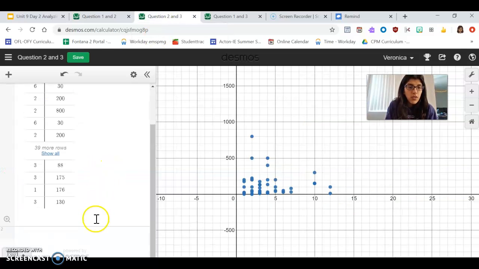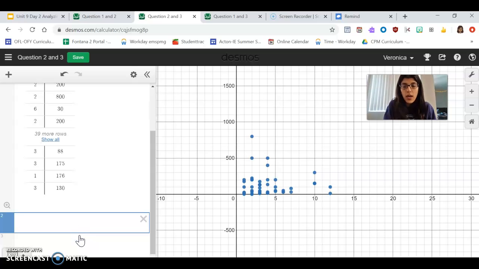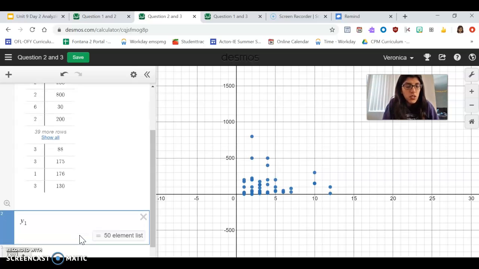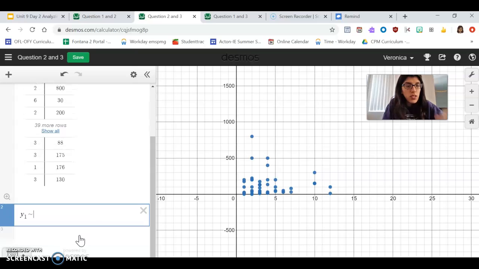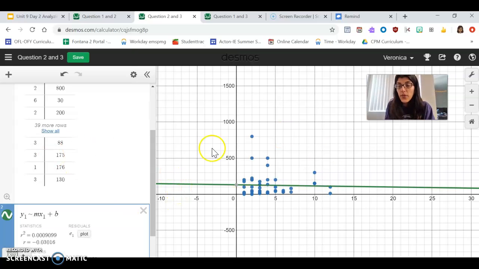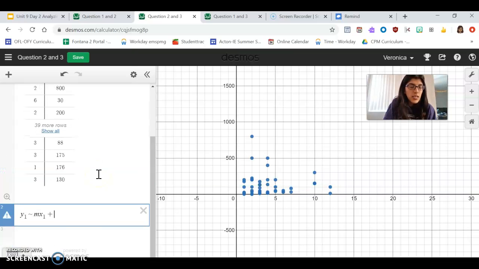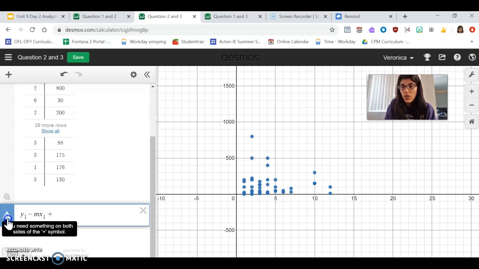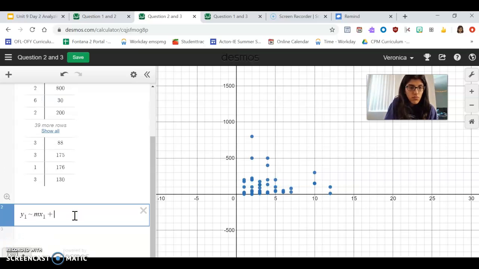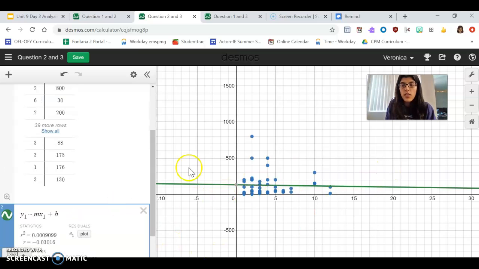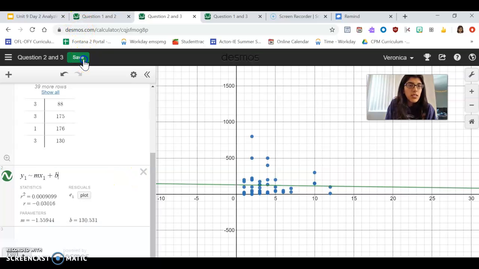I'm going to go down to a new line and type y1 squiggly, so shift squiggly, mx1 plus b. Okay, and if your line isn't coming out here, or if you don't type something right, it has a symbol like this, something's not right. So you have to go and see what's going on with your graph. You definitely want a line there. Okay, so I'm going to save that.